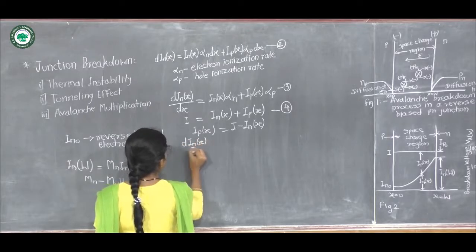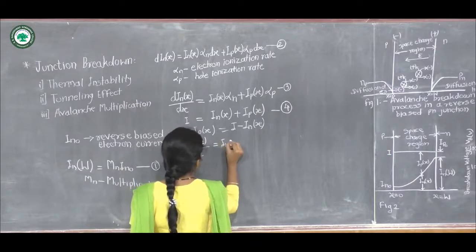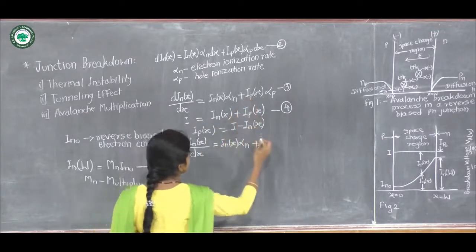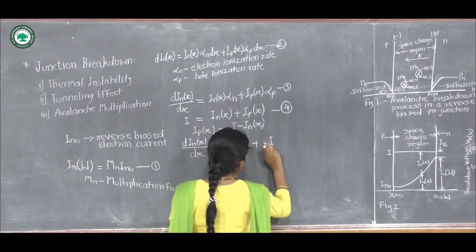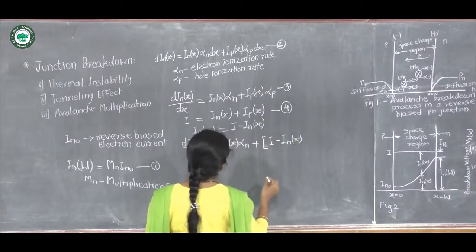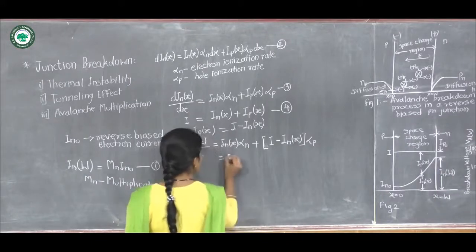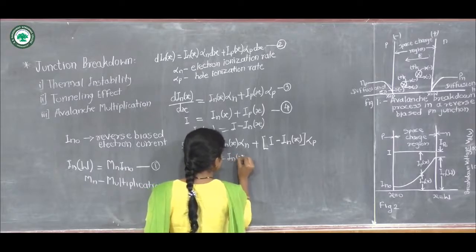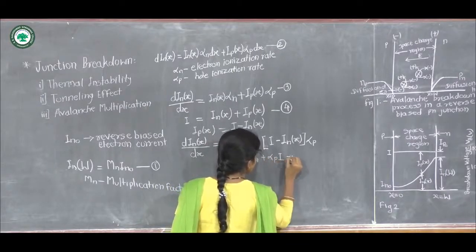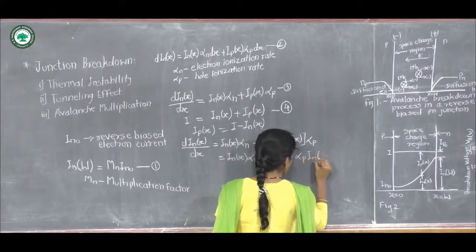dIn of x by dx is equal to In of x into alpha n plus, by putting this value of IP of x in this equation, we get I minus In of x into alpha p, and which is equal to In of x into alpha n plus alpha p into I minus alpha p into In of x.